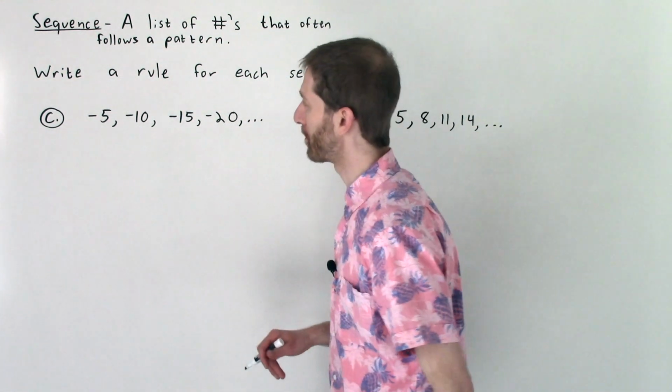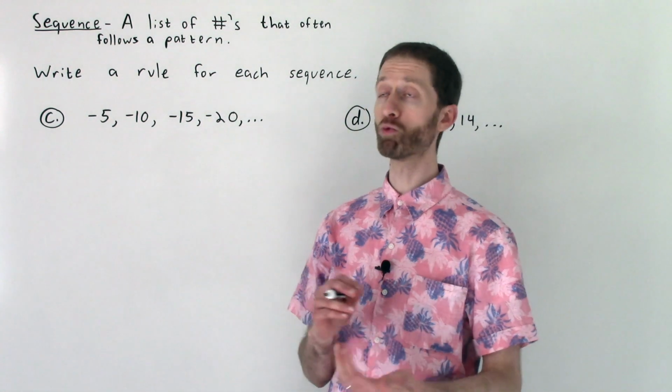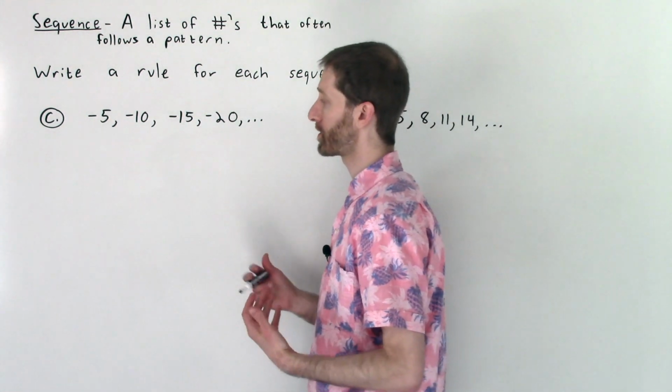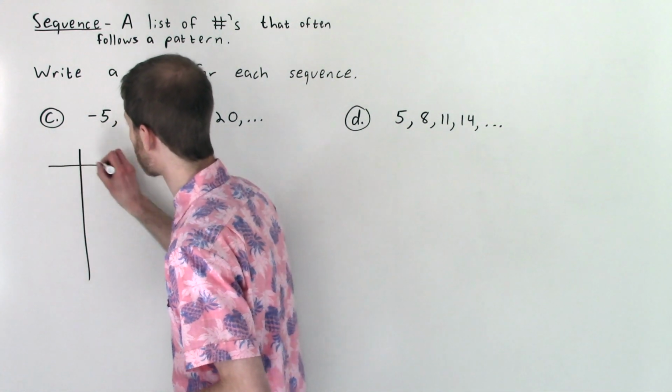Okay, on to this problem. We've got negative 5, negative 10, negative 15, negative 20. We need a rule. So again, I like to organize this in a table. It helps to just kind of get a pattern of what's going on.